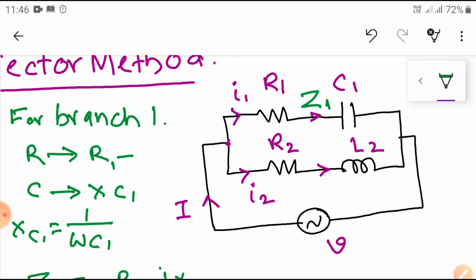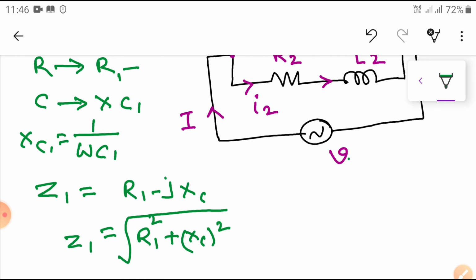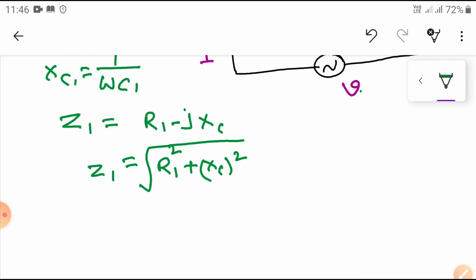If you know the impedance Z1 and you know the voltage, I can find the current here. I1 is equal to V by Z1. V is common for this one. Okay, so we know the V, we know the Z1 here, so I can easily calculate the current.